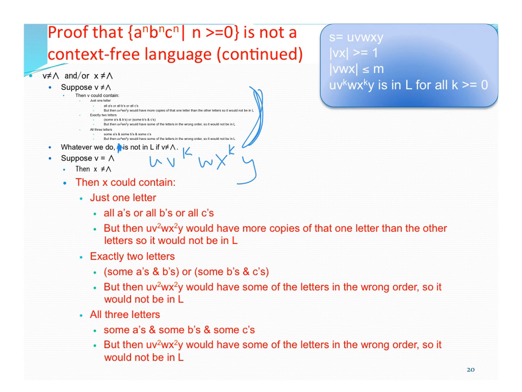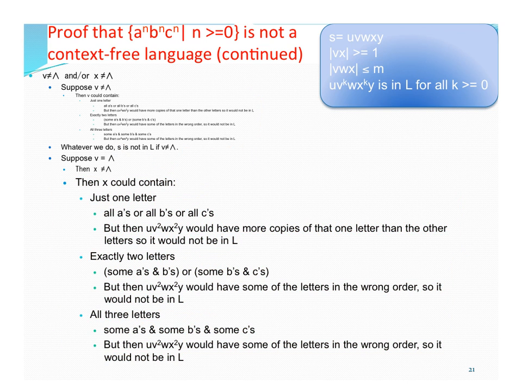And guess what? We have exactly the same proof again. Just pause this and look at it. But what could x be? X could be just one letter, but then same reason why v couldn't be just one letter. Or x could be exactly 2 letters, but same reason why v couldn't be 2 letters. Or x could be all 3 letters, but same reasons again.